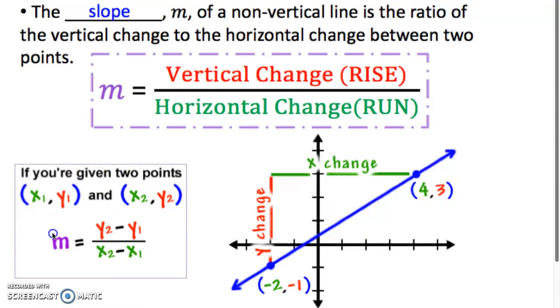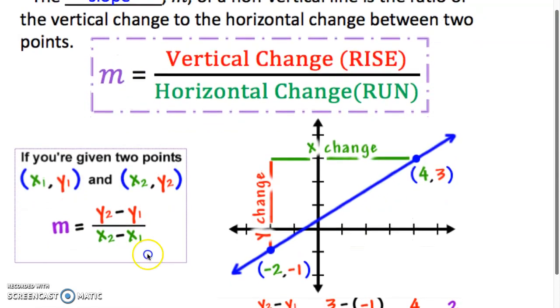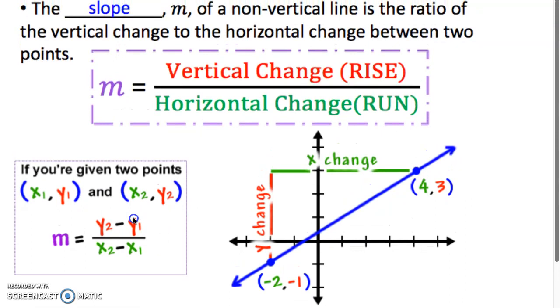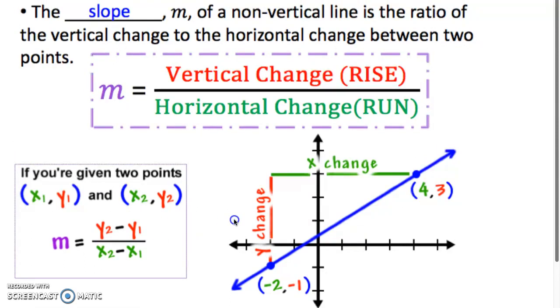You've also probably seen the slope formula. If you're given 2 points, x1 and y1, and another point, x2 and y2, you can calculate the slope by subtracting, the change in your y variables over the change in your x variables. It's another way of finding the slope. And a third way of finding the slope is, if you're given the graph, you can find the slope by counting the rise over the run.